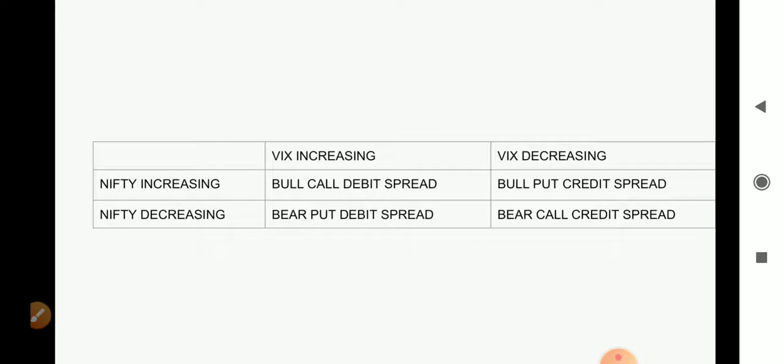For ease of understanding, I have created this grid. With the help of this grid, today's scenario, we will execute one option spread. First we will see the NIFTY trend, and after that we will find VIX trend. So for that one we will go for chart.